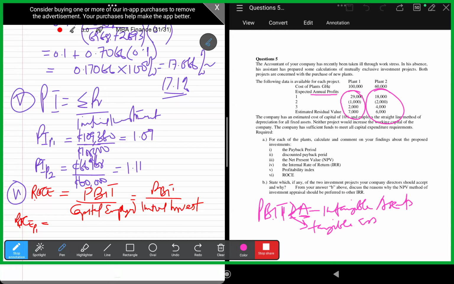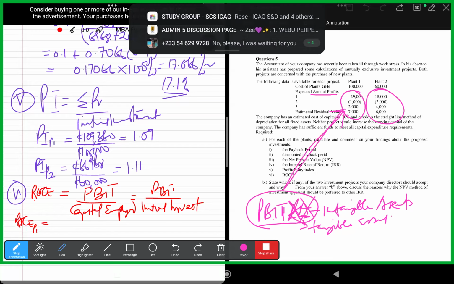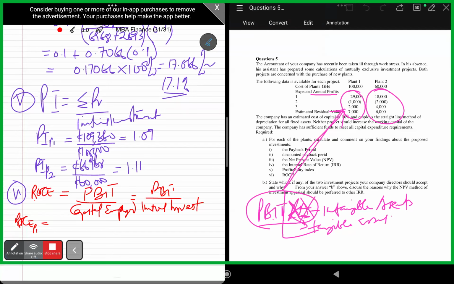So from the PBITDA, we take amortization and depreciation before we come to PBIT. In this question, there is no amortization, but was there depreciation? Yeah. Do the profit figures on the screen include depreciation figures? No. Good. So it means it is PBIT, not PBITDA. That's what we are going to use here.